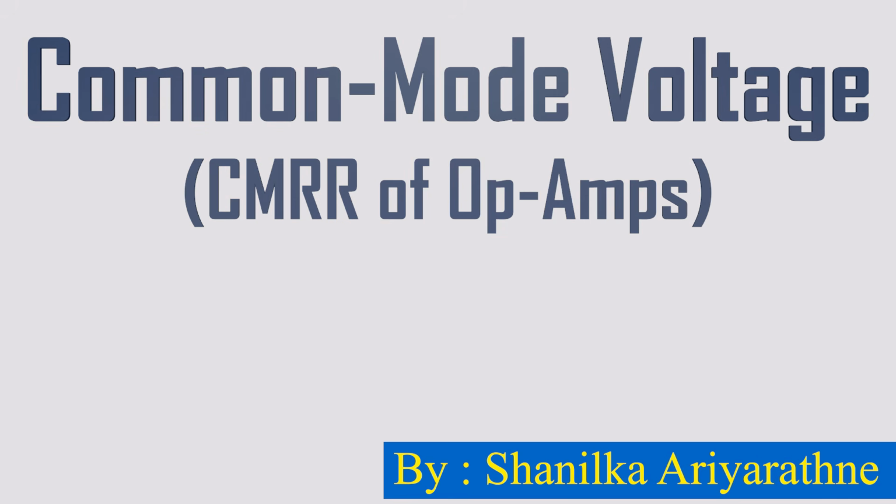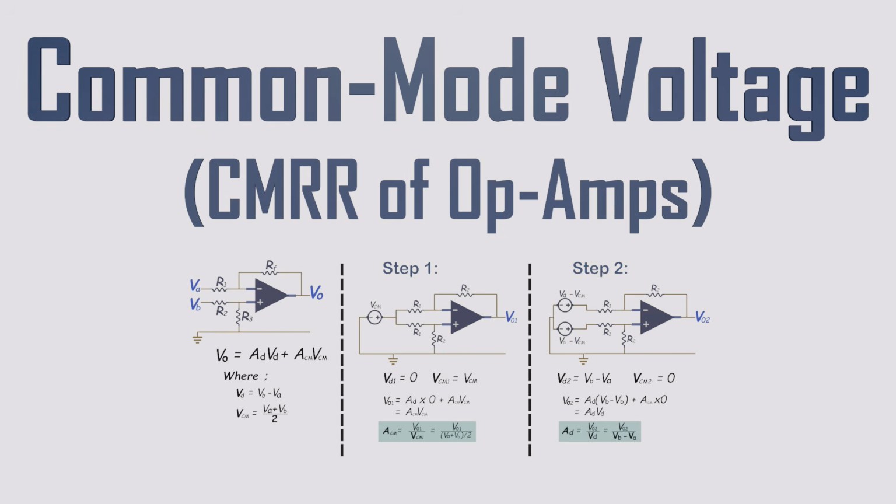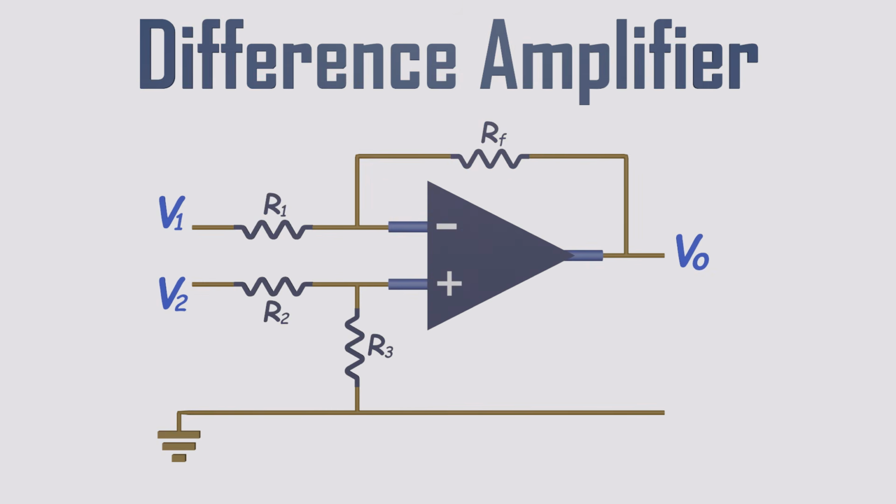In this video, we're going to explore two key ideas in op-amps: common mode voltage and the common mode rejection ratio. Stick around because by the end, you'll see why these are absolutely critical when designing differential amplifiers. Let's begin with the classic difference amplifier.